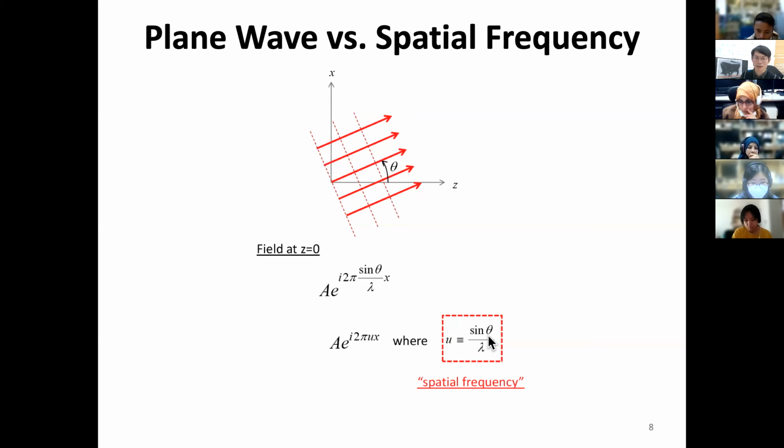So what does that mean? It's a spatial frequency. When you think of theta equals, let's say, 90 degrees, the wave just propagates along the x-axis. Then sine is 1, and u equals 1 over lambda. So it's exactly the spatial frequency. When theta is 0, there's going to be no frequency, so u equals 0.